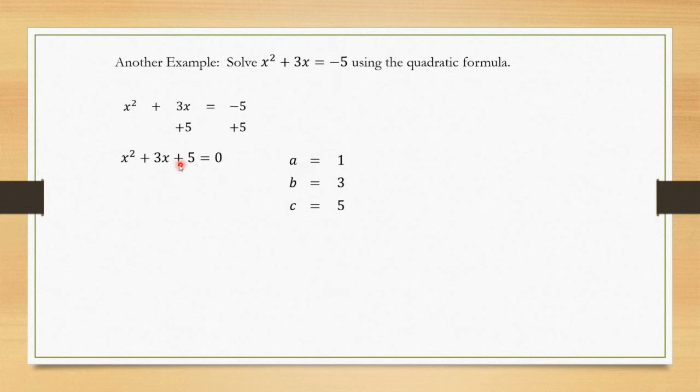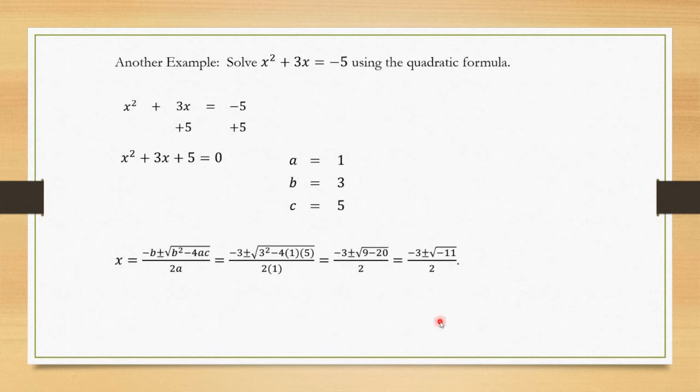All right. Anyway, from here, we have A is 1, right? The term is here, but we don't see a coefficient. It's understood to be 1. We have B is 3. C we have is 5, and we plug it in. And no, there's no mistake here. You can see that we have negative 3 plus or minus the square root of 3 squared minus 4 times A times C over 2 times A. We get this.